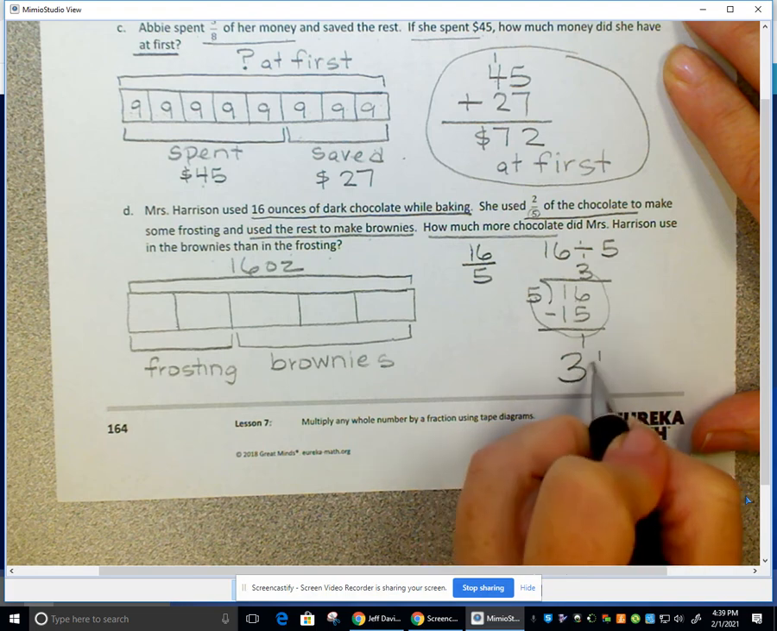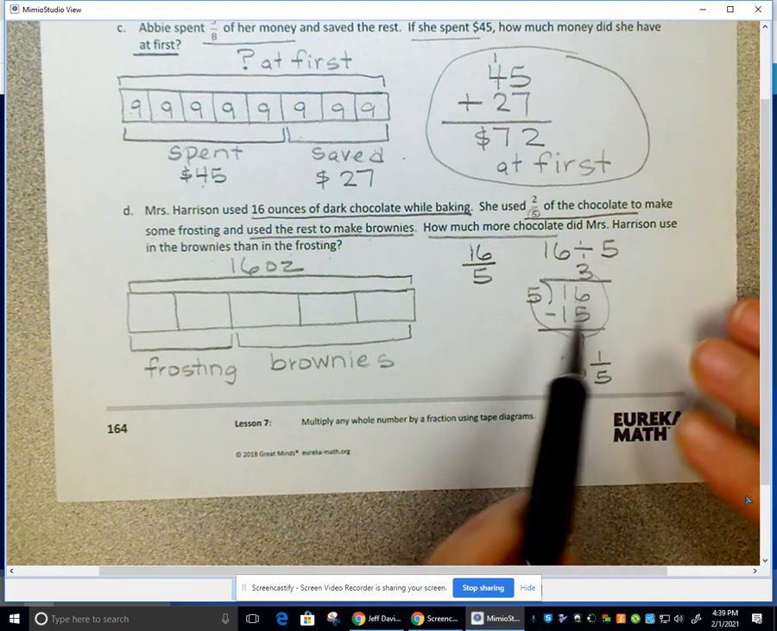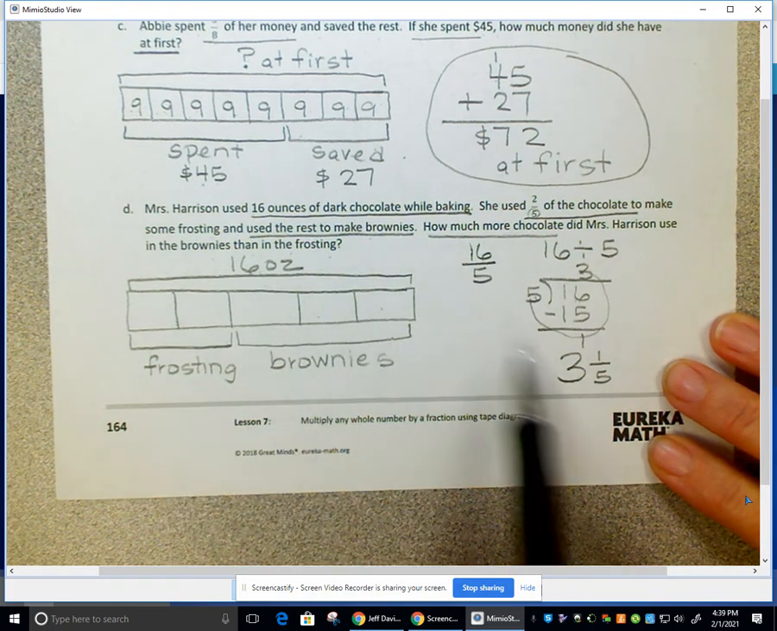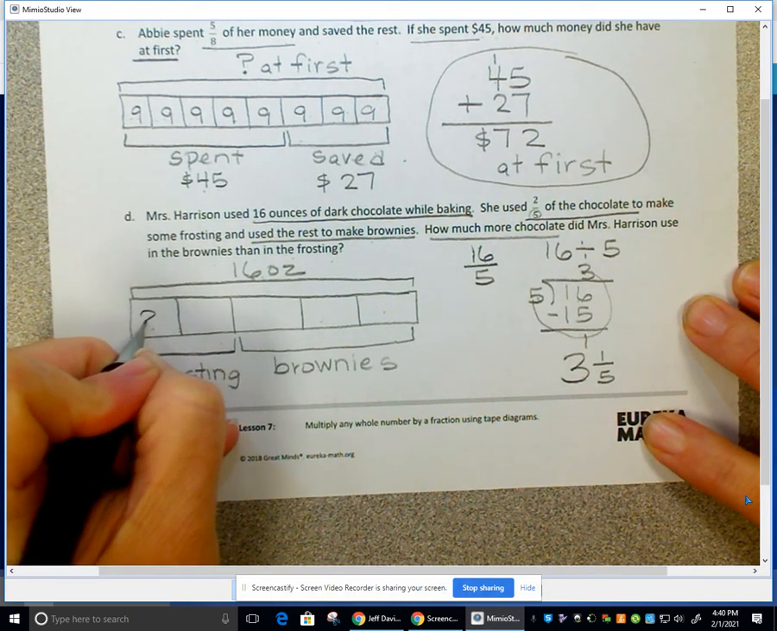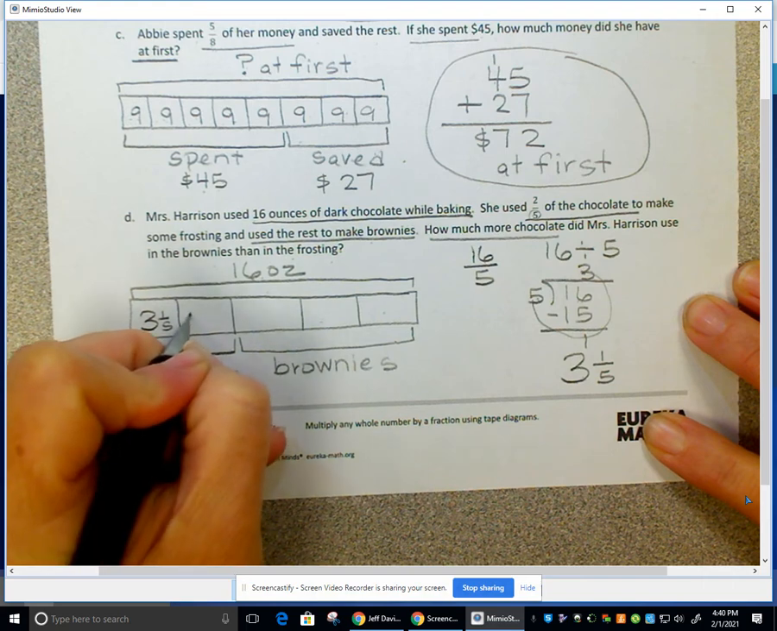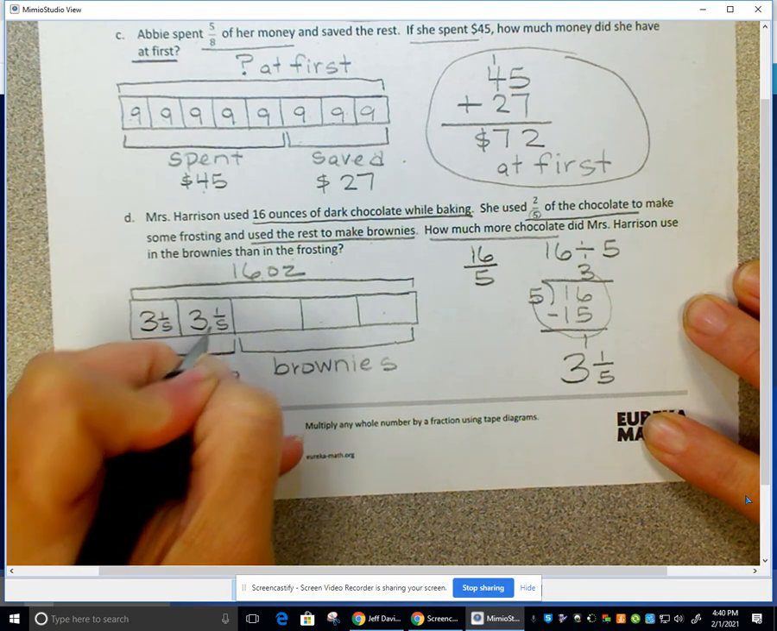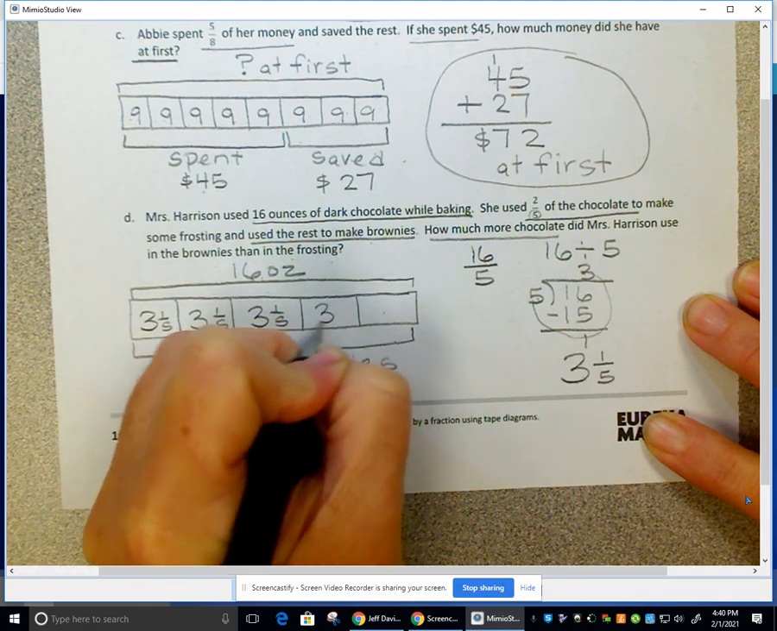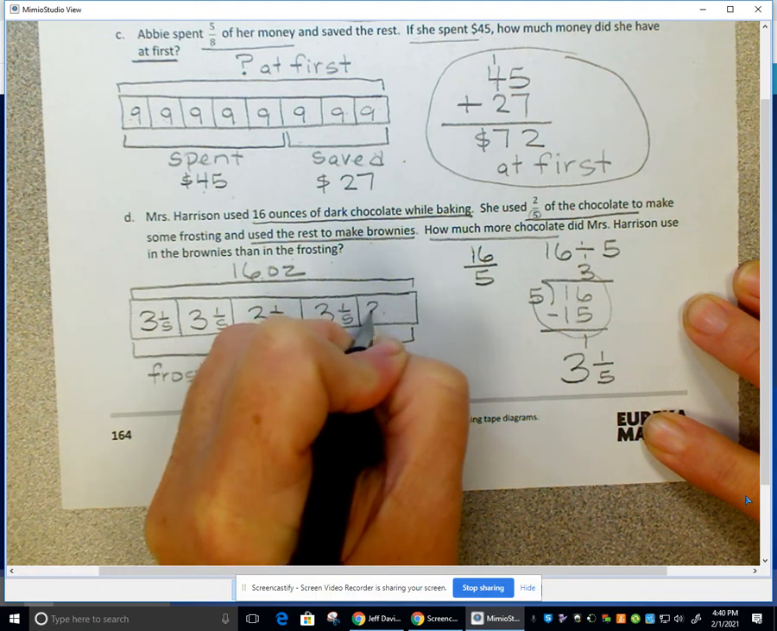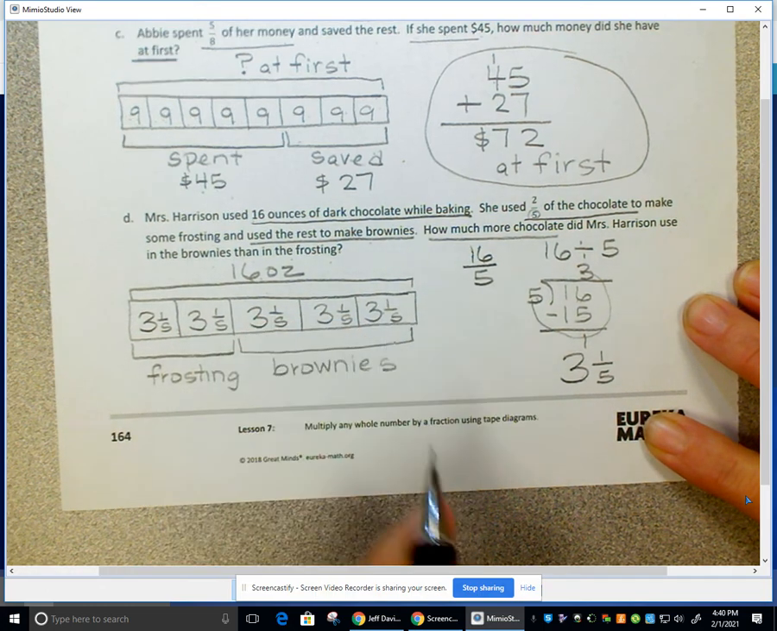So we just figured out if we take 16 and divide it by 5, this tells us what one group is. So this was 3 1/5. This was 3 1/5. 3 1/5. 3 1/5. And this is 3 1/5.